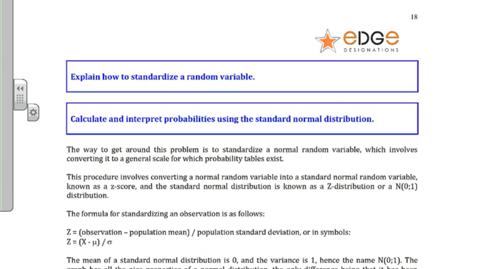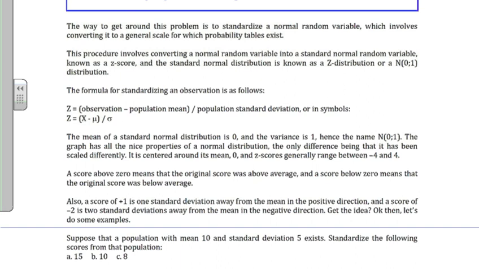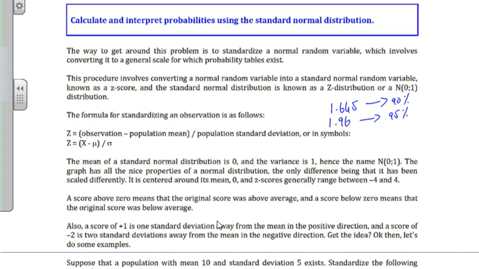We're going to talk a little bit more about these standardized random variables. These are called Z scores. Remember the Z scores that we spoke about over there. What was my Z score? 1.645. And what did we say? Going back a little bit, 1.645 was 90%, and 1.96 was 95%. Now I'm going to show you how to calculate the Z.